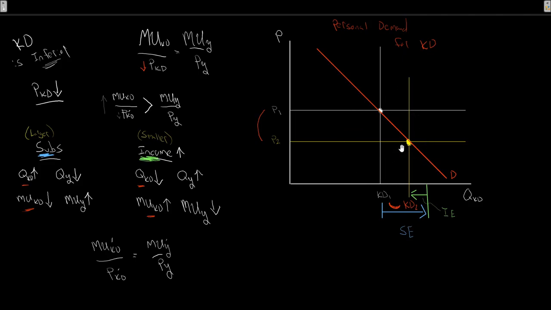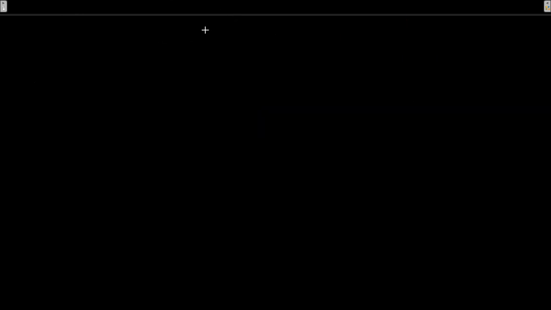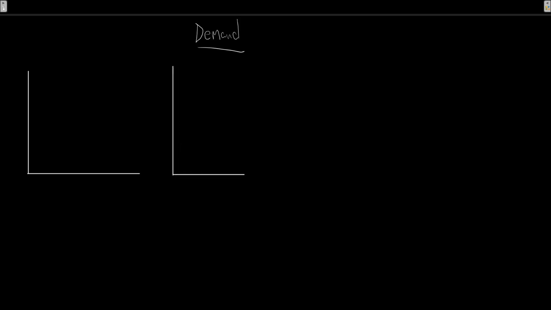From this, what we're then going to take a look at is the idea of going from our personal demand curve up to creating our market demand curve. So let's take a look at that. Let's presume that we have person 1 and their demand for cookies, person 2 and their demand for cookies, and then altogether we're going to have the market and the market demand for cookies.